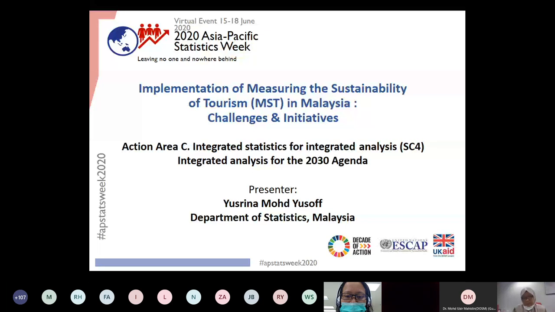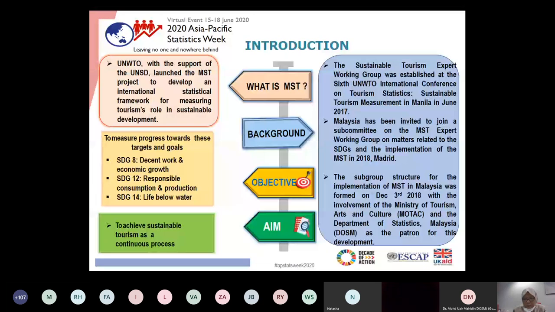The objective of this paper is to inform the implementation of MST in Malaysia, as well as review the availability of existing data for such implementation and the constraints inherent in the compilation of measuring the sustainability of tourism, MST. As for the introduction, MST is an international statistical framework for measuring tourism's role in sustainable development. The Sustainable Tourism Expert Working Group was established at the 6th UNWTO International Conference on Tourism Statistics, Sustainable Tourism Measurement in Manila in June 2017.